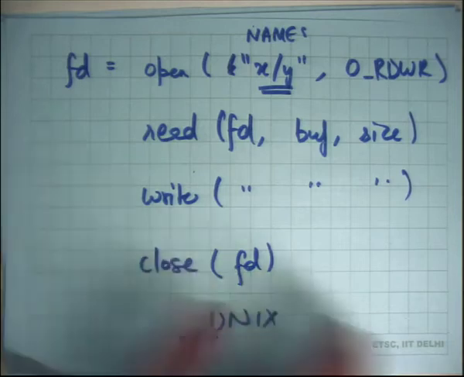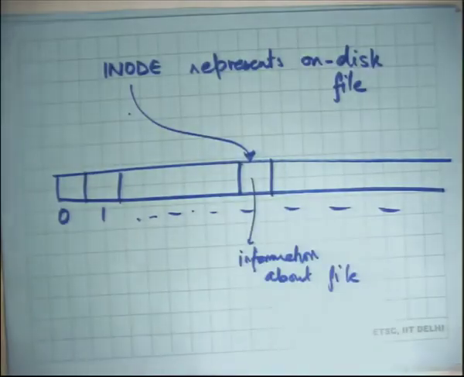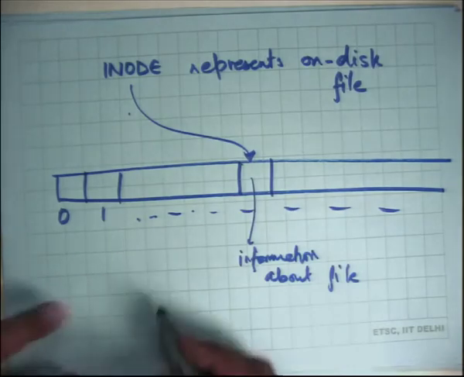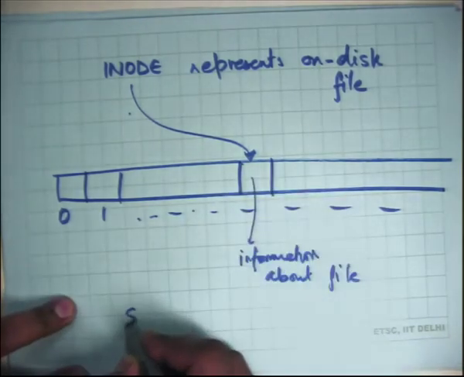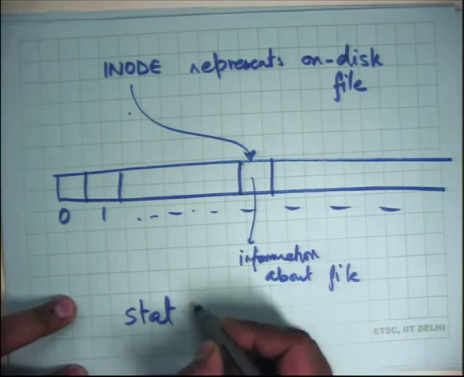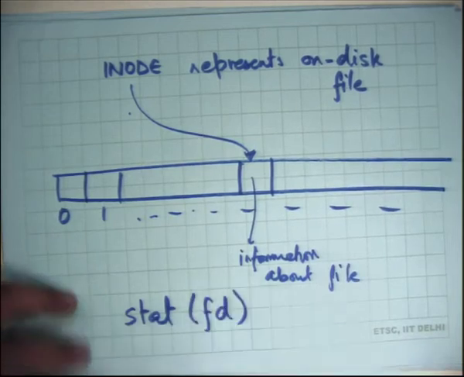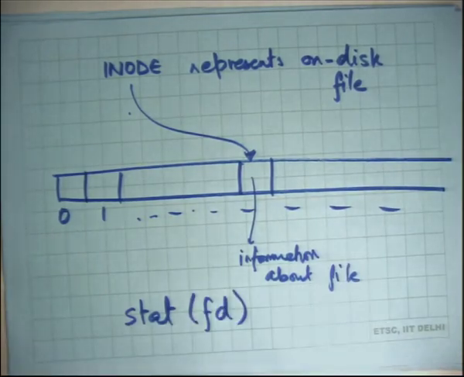So there is something called an inode which basically represents the file, and the user cannot see the inode except there is a system call stat, so let's say stat on fd, which allows you to inspect certain fields of the inode. For example, what's the size of the inode, and what's the status of the inode, whether it's read only, read write, and so on.